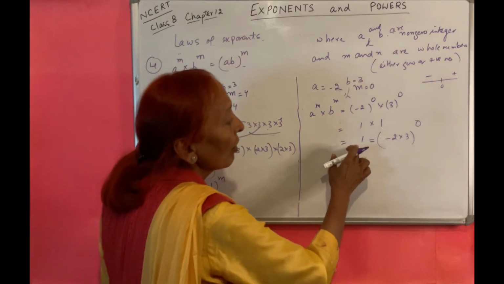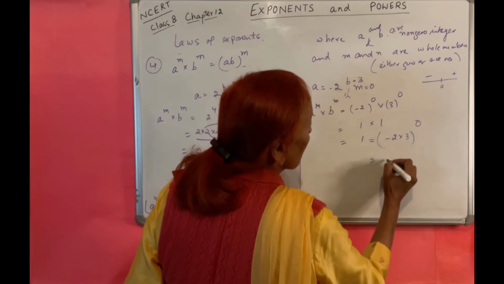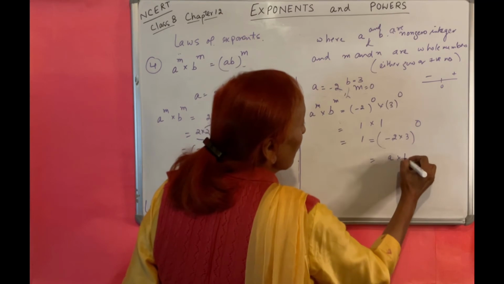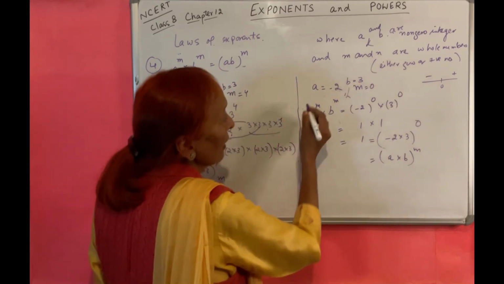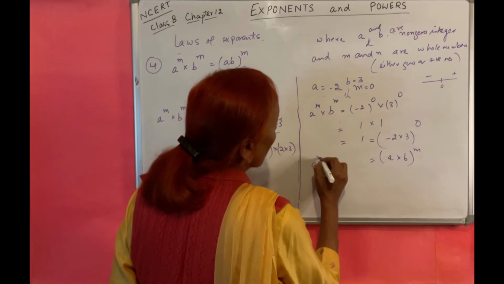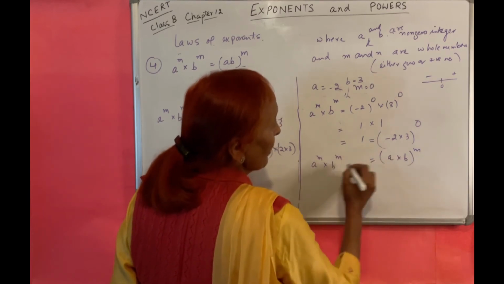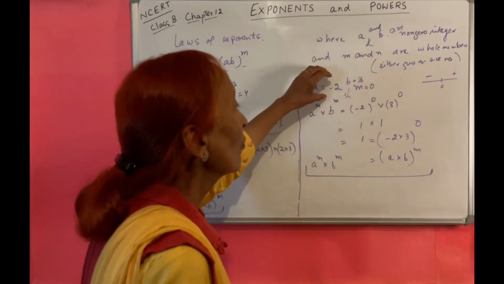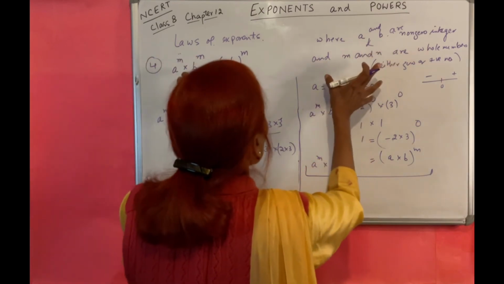One I can always write like this. So this is nothing but a and this 3 is nothing but b, raised to power 0 is m. So a raised to power m into b raised to power m is a into b raised to power m. So this law holds true for these values also, and all the values are covered in these two cases.